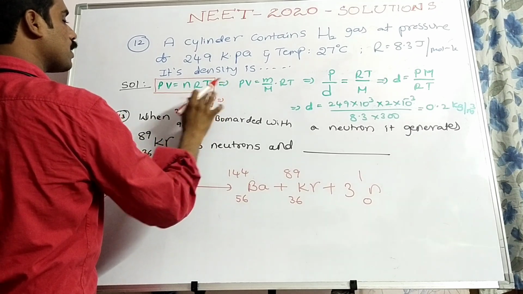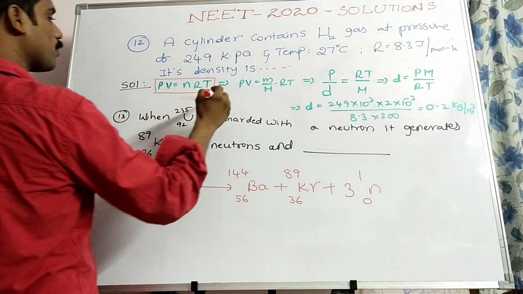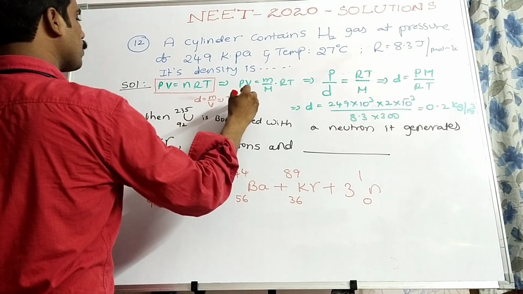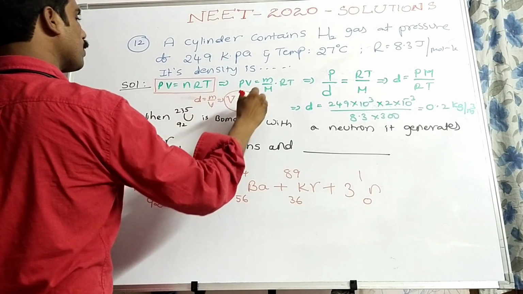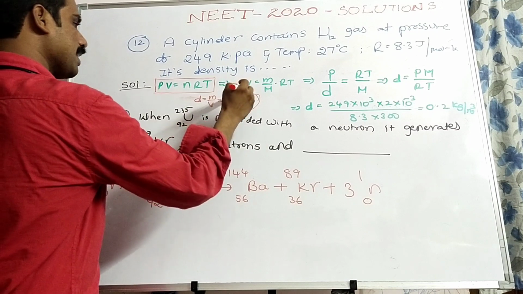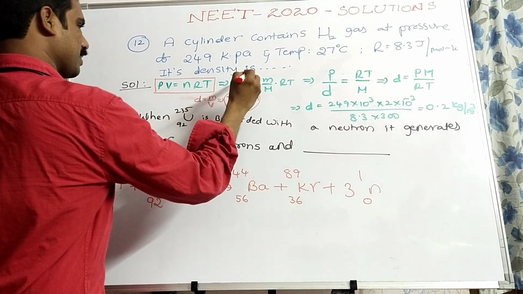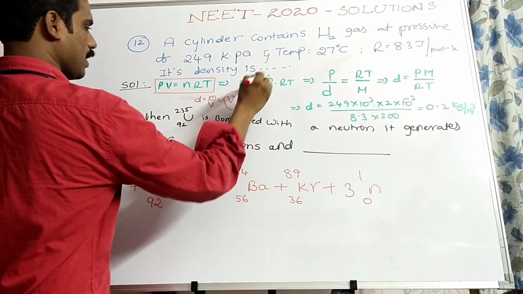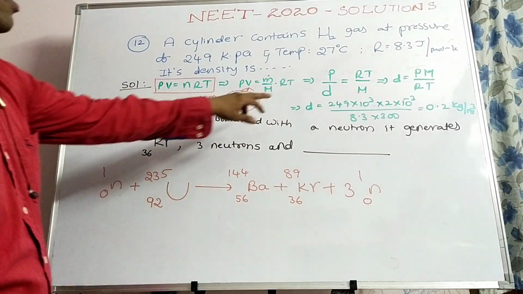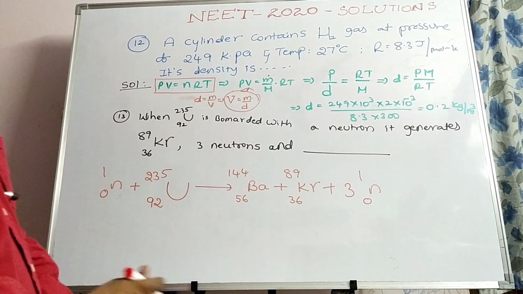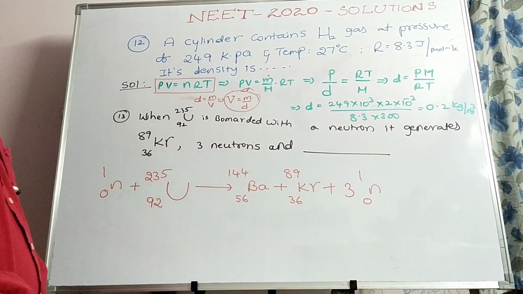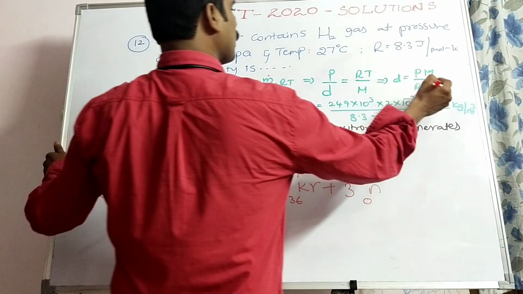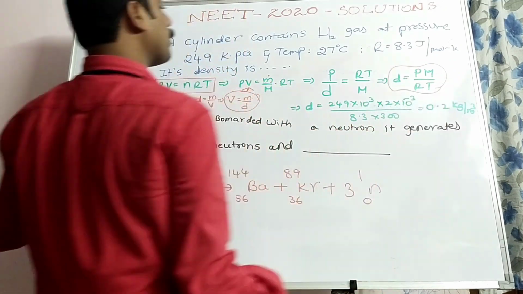That implies density D is equal to mass by volume. That implies volume is equal to mass by density. That's why that is substituted here. Then mass gets cancelled, the m by d mass gets cancelled. Then the expression becomes P by D, pressure by density, is equal to RT by M. That implies the expression for density is D is equal to PM by RT.